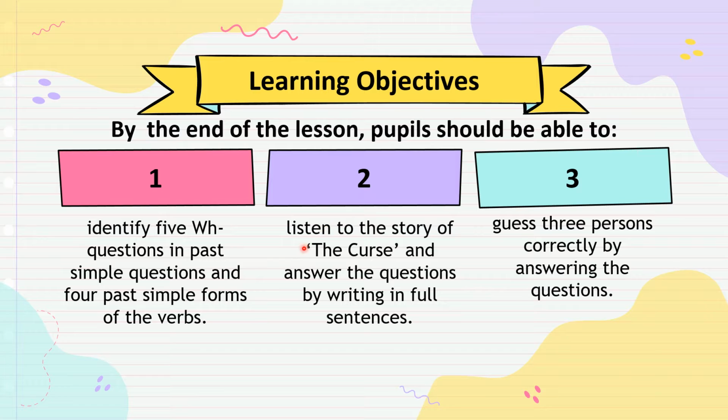Next, number 2, listen to the story of the curse and answer the questions by writing in full sentences. Okay, objektif yang kedua, dengar cerita the curse, yang kita dah belajar last week, and answer the question. Jawab soalan-soalan dengan menulis dalam ayat yang penuh. Last one, number 3, guess 3 persons correctly by answering the questions. Teka 3 individu yang betul dengan menjawab soalan-soalan.